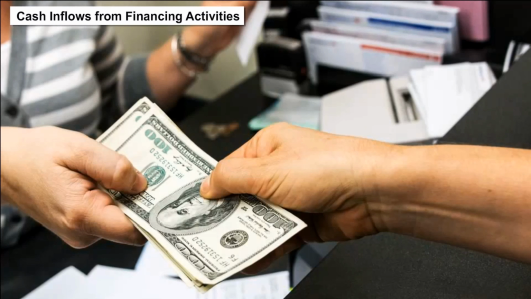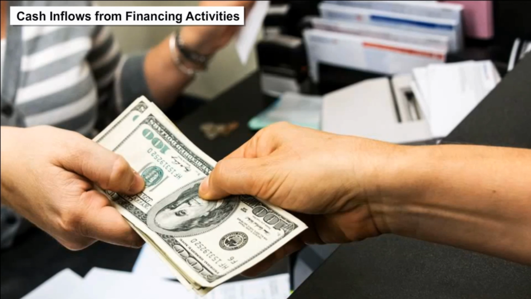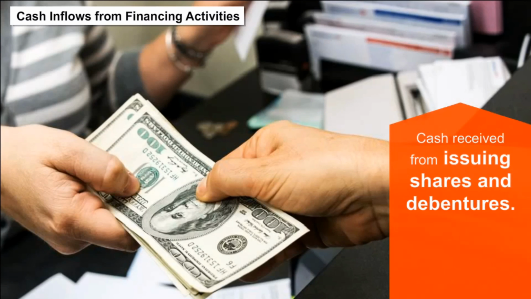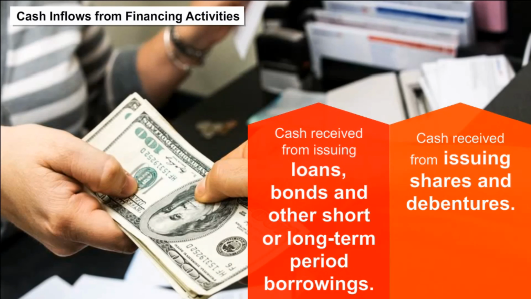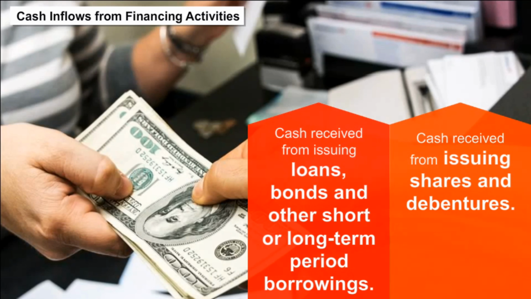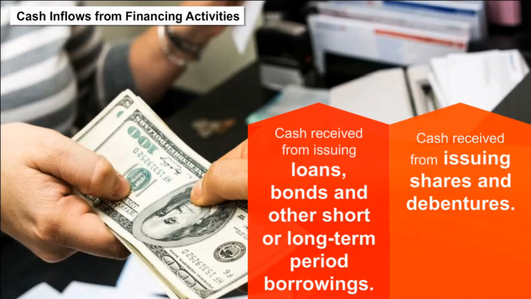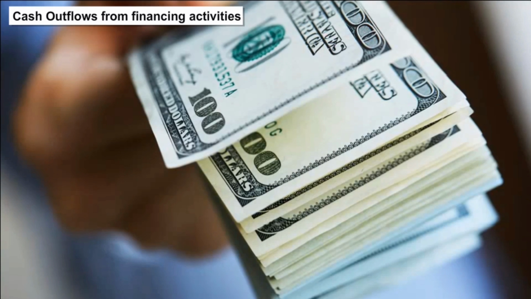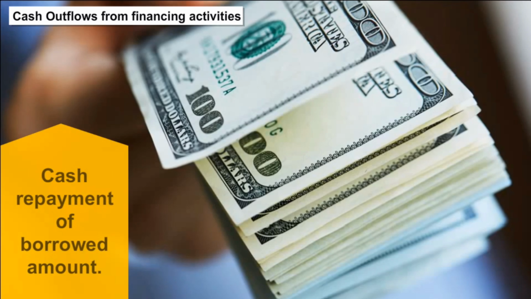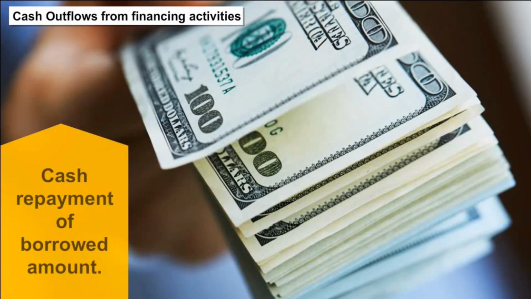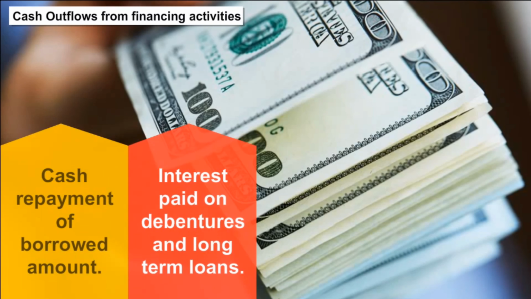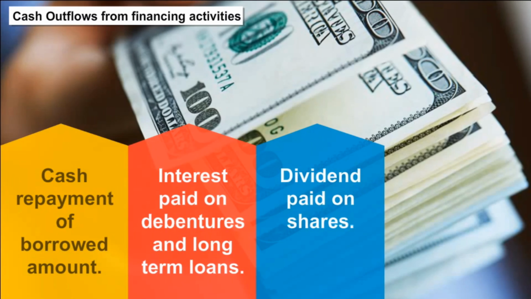Cash inflows from financing activities. Cash received from issuing shares and debentures. Cash received from issuing loans, bonds and other short or long-term period borrowings. Cash outflows from financing activities. Cash repayment of borrowed amount. Interest paid on debentures and long-term loans. Dividend paid on shares.